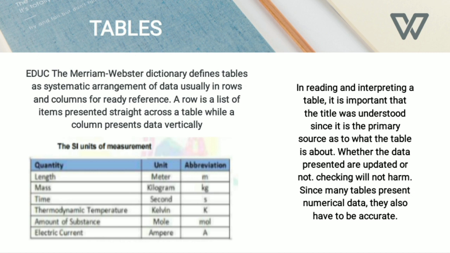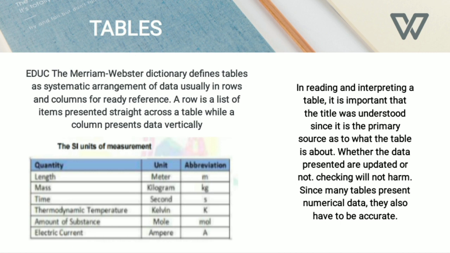So, the Merriam-Webster Dictionary defines a table as a systematic arrangement of data, usually in rows and columns for ready reference. A row is a list of items presented straight across a table, while a column presents data vertically.